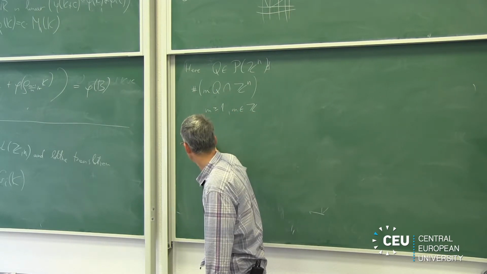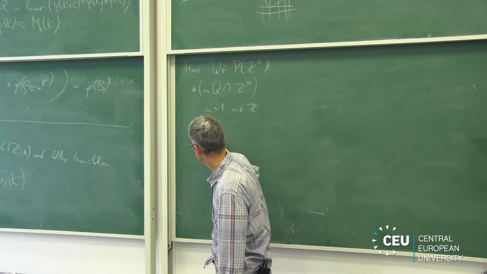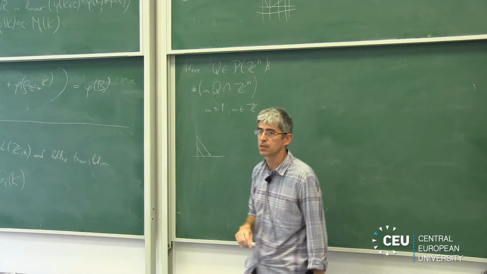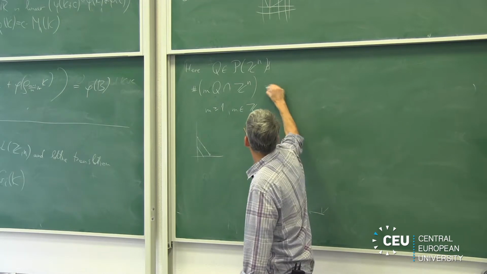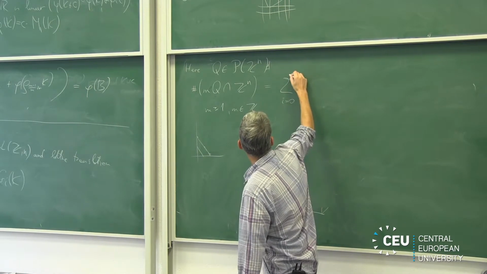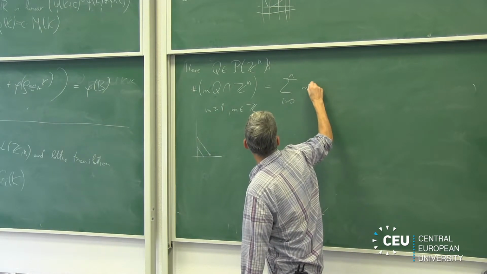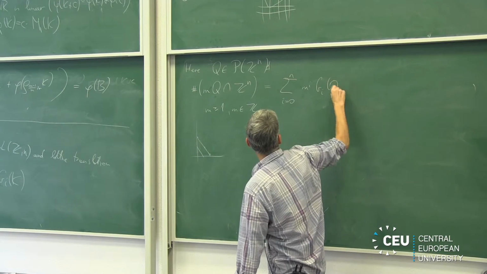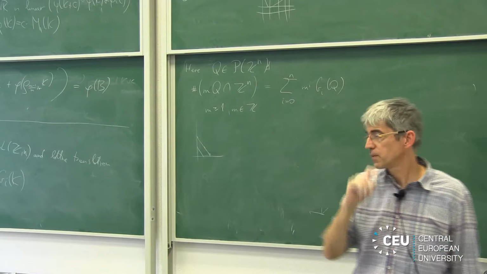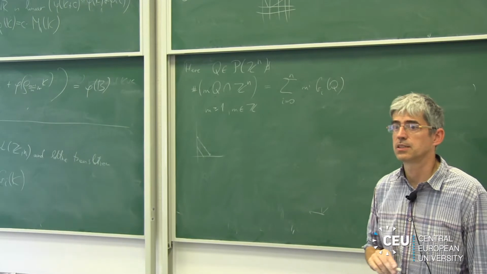I start with a triangle, then I consider twice the triangle, I count the number of lattice points, and so on. And this turns out to be a polynomial: the sum for i equals 0 to n of m to the i times g_i(Q). And these coefficients occur on the left-hand side.